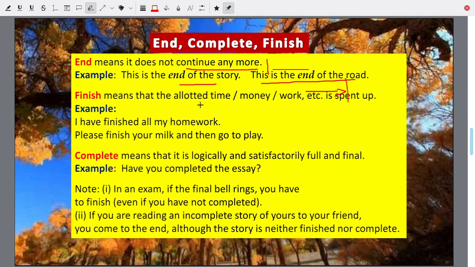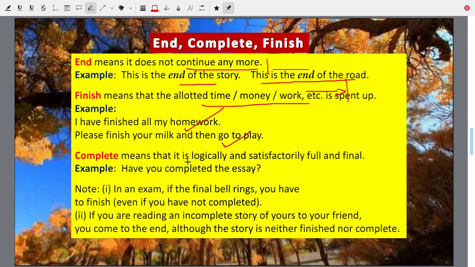Finish means the allotted time, money, work is spent up. I finished all my homework, whatever homework was allotted. Please finish your milk and then go to play. The glass of milk, that is the quantity specified and allotted to you.